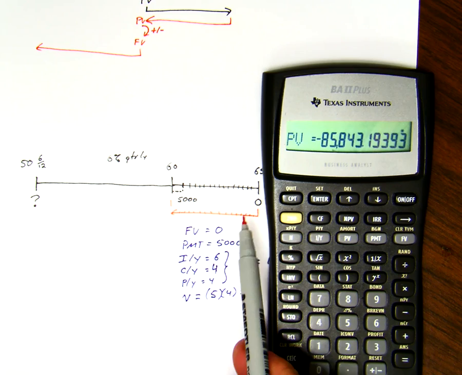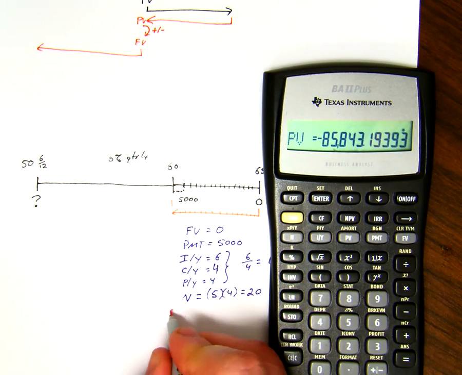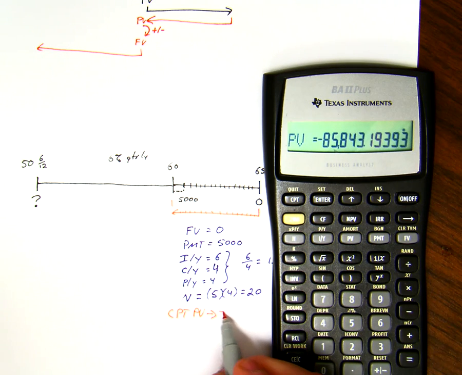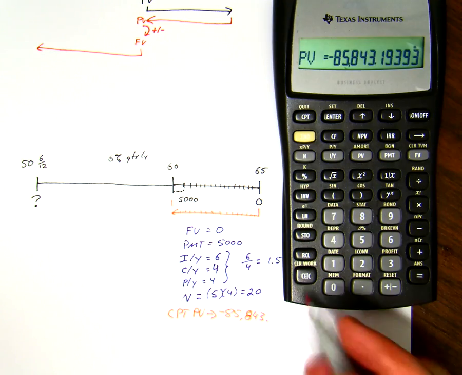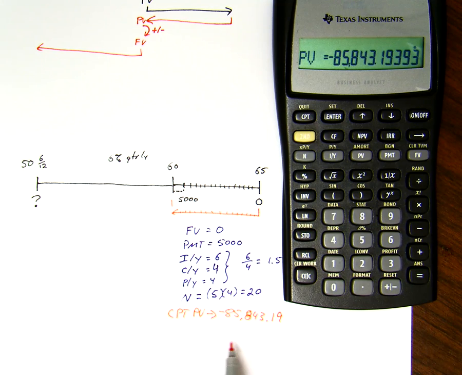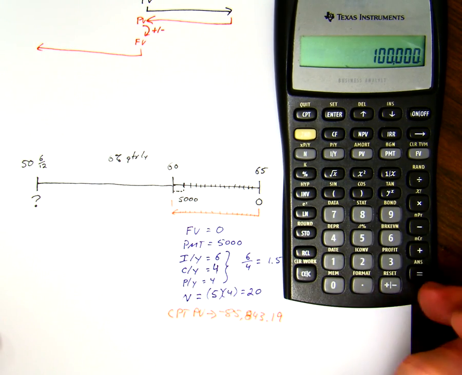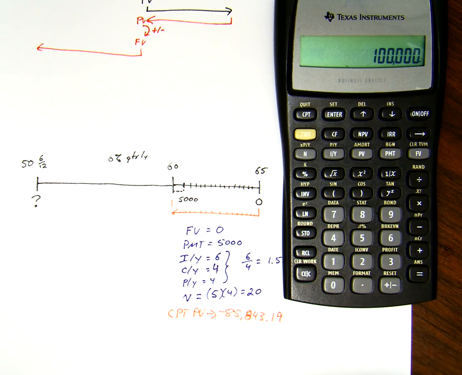So in order to do all of these payments, we're going to compute the present value to be negative 85,843.19. So we're going to get $85,843.19. And just as a little cross check, how much we're going to get out of it? Well, we're going to get 20 times 5,000. We're going to get $100,000 out of it. So $85,000 plus interest over 5 years is going to be equal to $100,000.